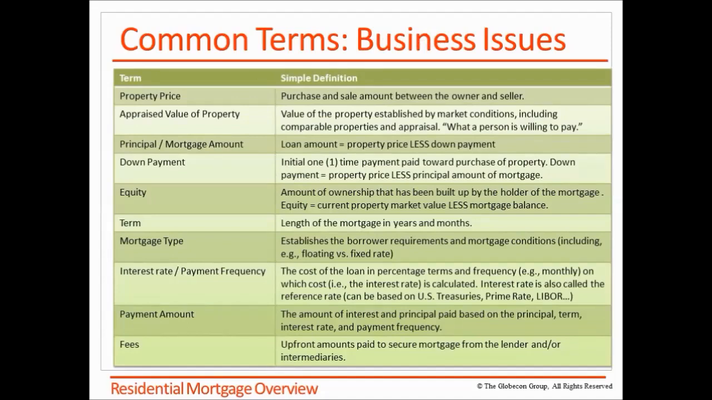So some additional common terms are property price. This is the purchase and sale amount between the owner and the seller. So if a property is being sold for $200,000, this would be the property price.